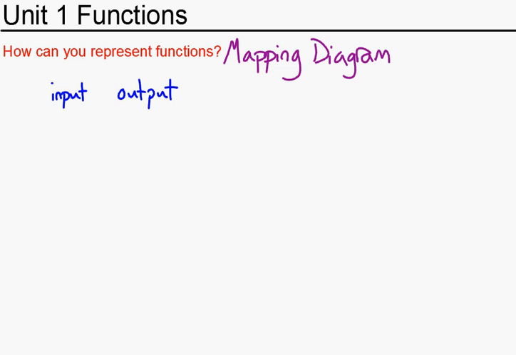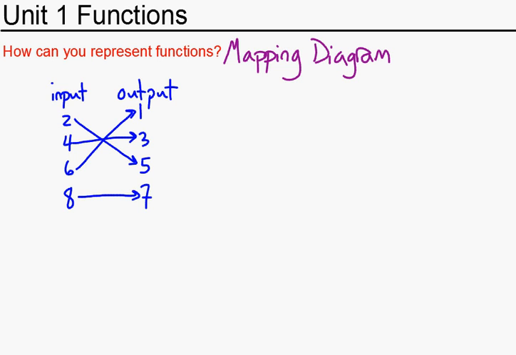So let's say that we have a function that takes in even numbers, 2, 4, 6, 8. And then the function gives me back odd numbers. Let's say 1, 3, 5, 7. And then a mapping diagram is going to show you how this works. So an input of 2 leads to 5. When I put 2 in, I get 5 out. 4 gives me 3. Say 6 gives me 1. And 8 gives me 7. So that's a mapping diagram.